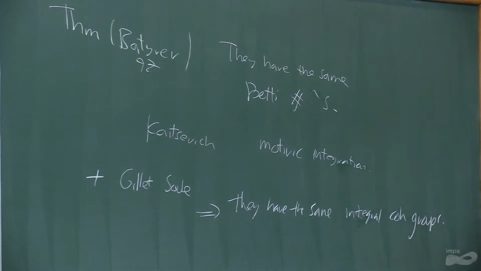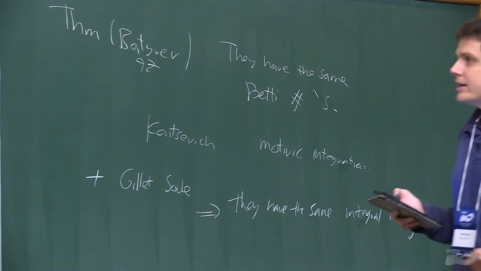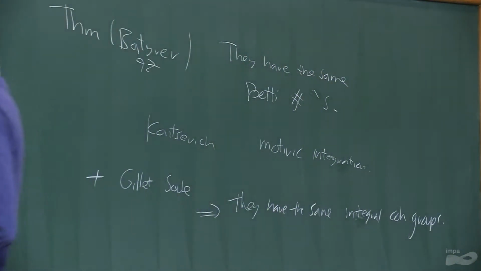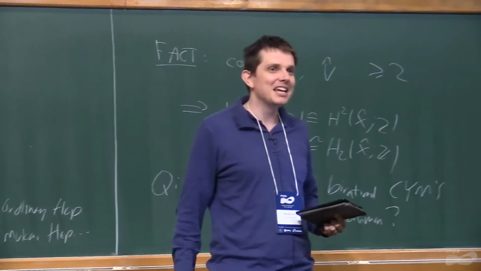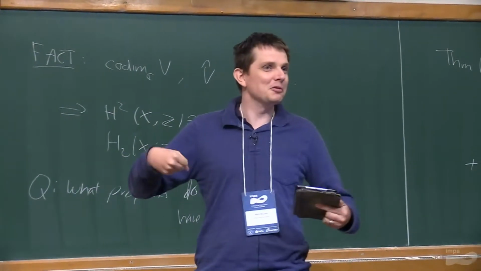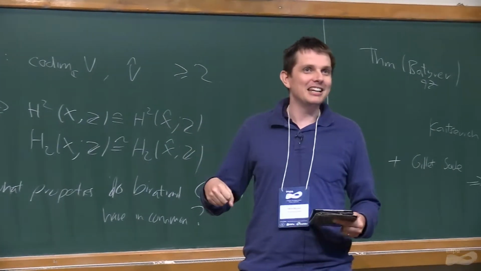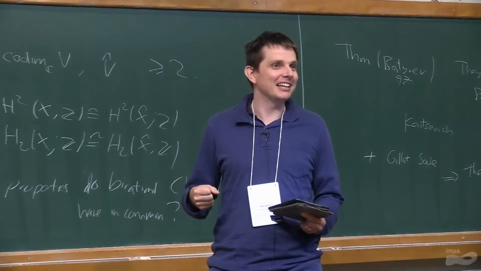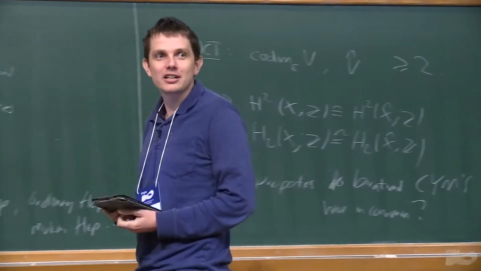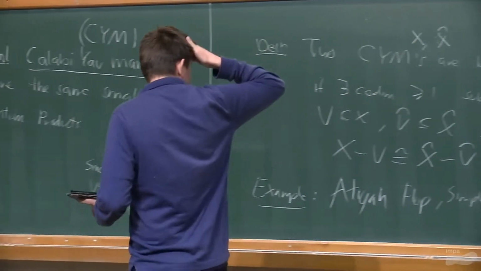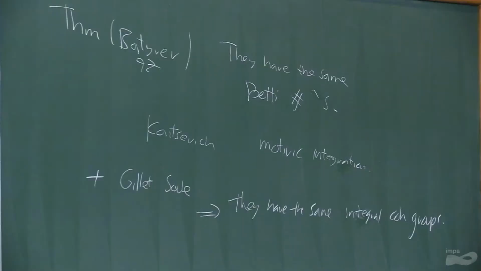Okay, now that's kind of surprising because, I said it's something like a flop, it's like surgery or something like this. And usually if you do surgery in 3-manifolds, like real 3-manifolds, then it changes the topology drastically. And here it's saying that at least the cohomology doesn't change. So it's a kind of surprising thing, really.